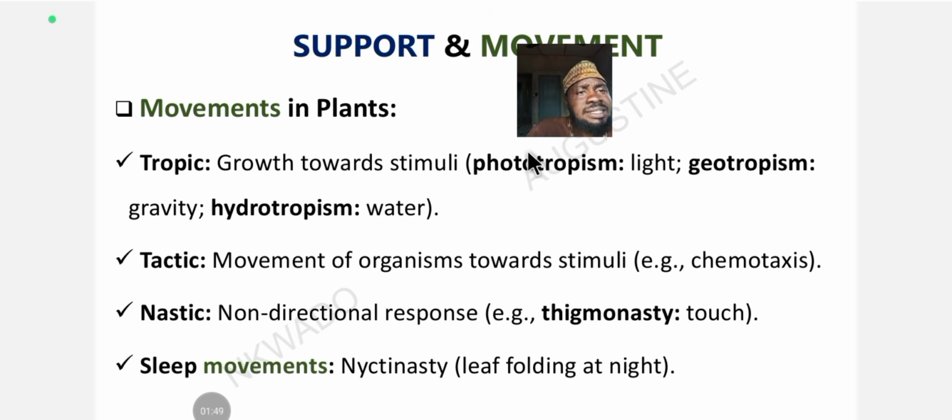The stimuli can be photo, which is from light: phototropism, where the plant grows towards light. Then geotropism, where the plant grows towards gravity, or away from gravity. Then hydrotropism, where plant roots grow towards water.